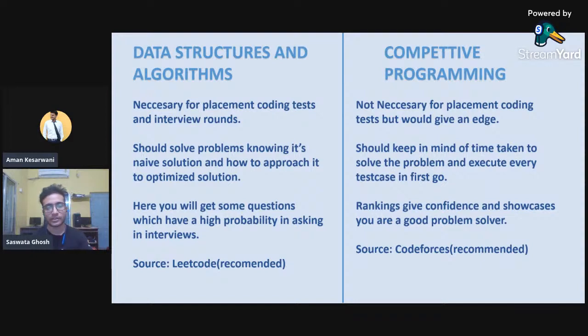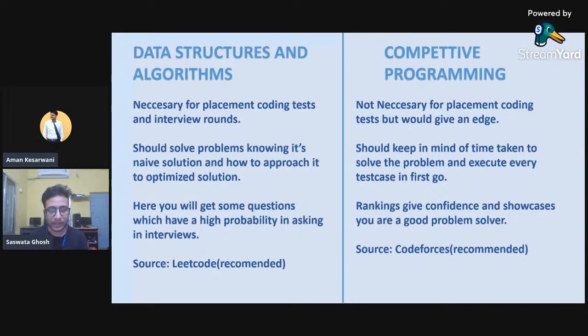First, data structures and algorithms. Let me clarify what it is and how it is important to our coding tests. In every coding test, particularly in product-based companies, such as placement coding tests and interview rounds, you will be tested on your knowledge of data structures and algorithms. In interviews, there is a process of going through the problem. You shouldn't jump straight to the optimized solution. You have to know the naive solution, and how to optimize it from the naive one to O(n) or O(log n).